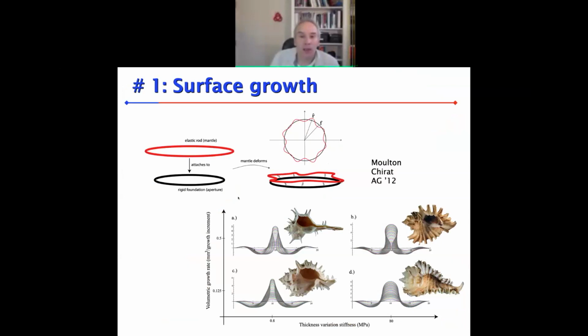So the idea, for instance, is that the mantle, the soft part of the mollusk, comes out of the shell and attaches itself to the aperture. But if the body grows at a different rate than the deposition takes place, it might not have all the space that it needs to establish itself as a nice circle. And so what happens in a lot of these cases is that it has a wavy shape and the deposition is not strictly circular. And that's what gives rise to this beautiful shape.